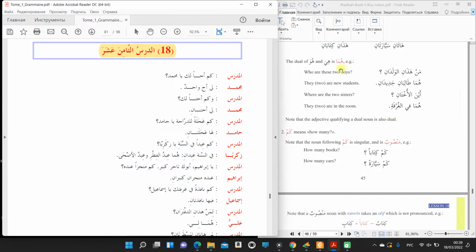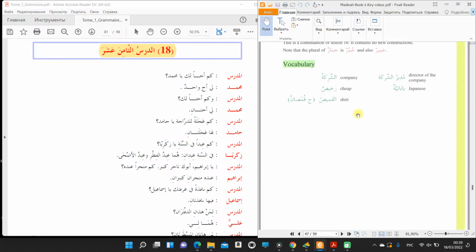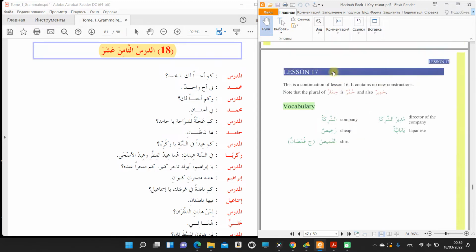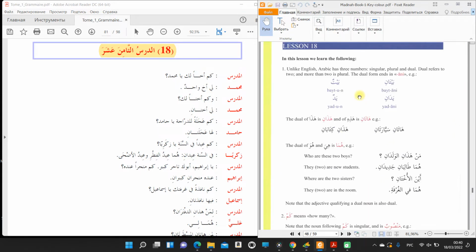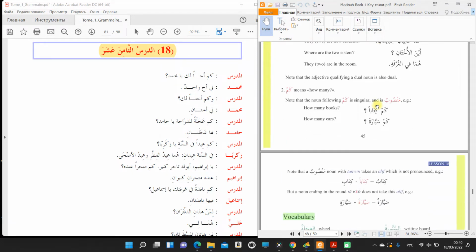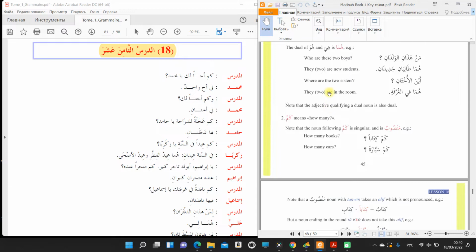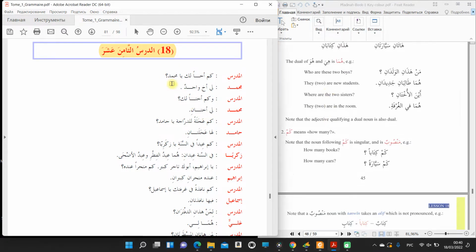I think there is no need to recap what we learned in the previous lesson, because the previous lesson was all about the 16th lesson. I think you know that rule perfectly well, so there is no need to go back there. Now let's start our new lesson, the 18th lesson, and this lesson is about dual.